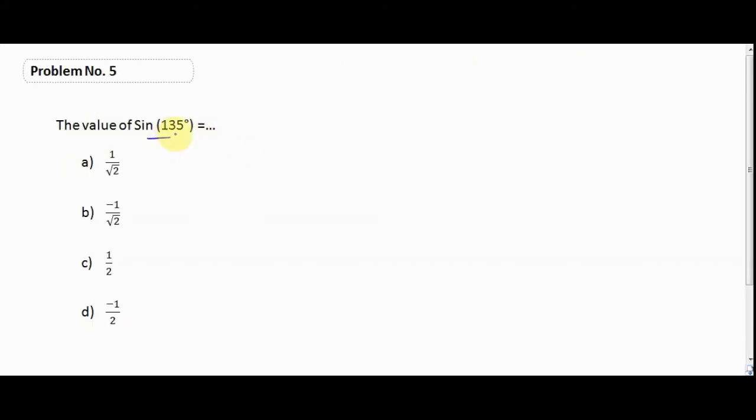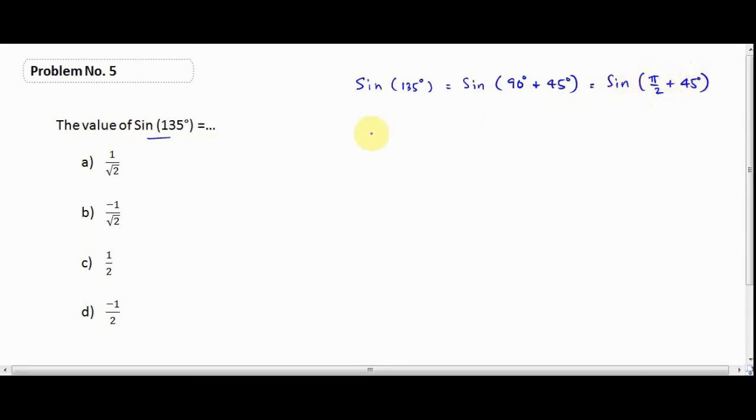So sine 135 can be expressed like this. Sine 135 degree is equal to sine of 90 degree plus 45 degree. Okay, so it is nothing but sine of pi by 2 plus 45 degree, which can be written like this. It is equal to cos 45 degree.